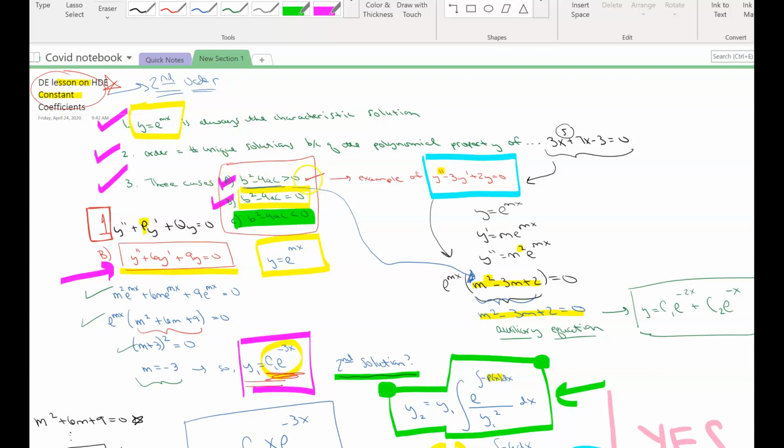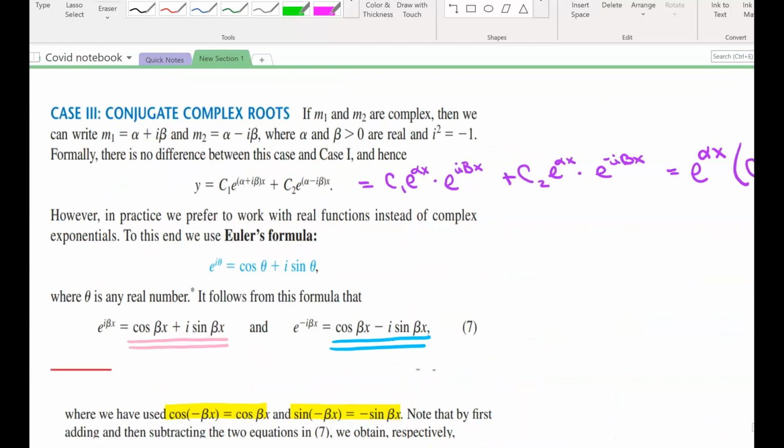Okay, so we talked about case A and case B. Case A, if you have 2 distinct real solutions. Case B, if you have a repeated root, or a multiplicity. Okay, then here's case 3. So case 3 is the discussion today.